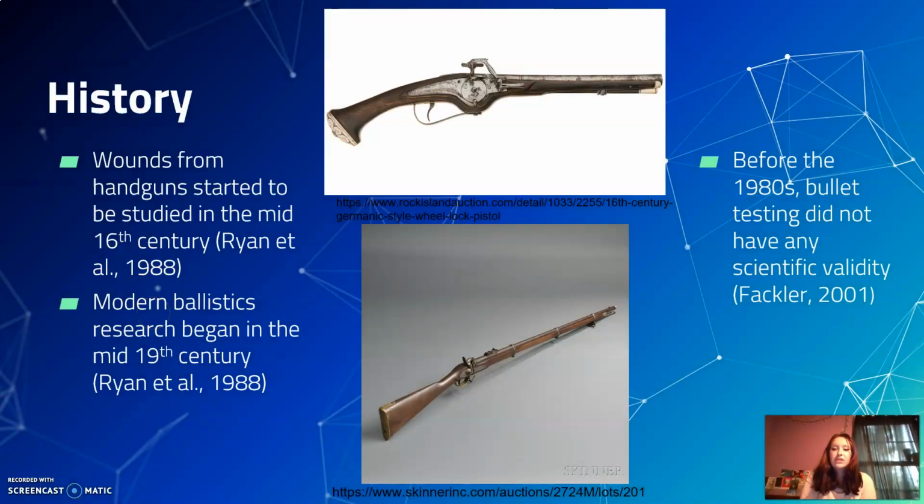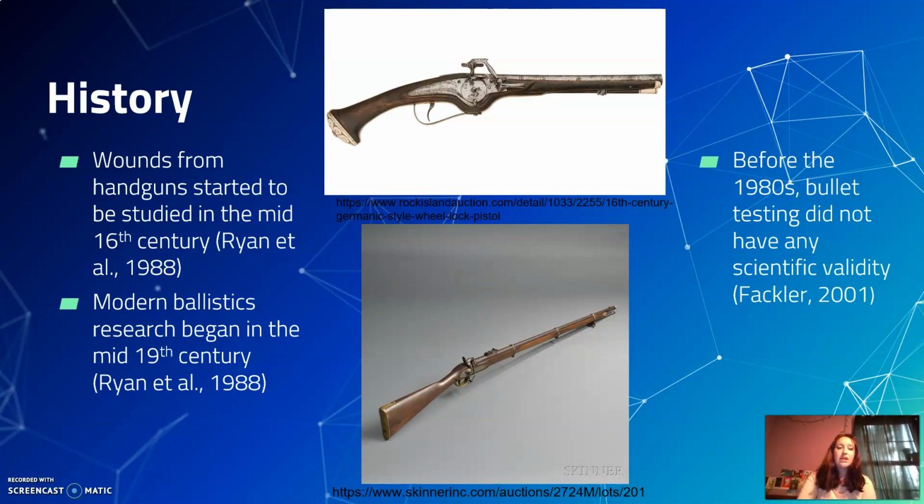Some history on ballistics. So wounds from handguns started to be studied in the mid-16th century because an efficient handgun was created and being used on European battlefields, which is pictured right up top. And then modern ballistics as we know it, research began in the mid-19th century due to high-velocity wounds from rifled muskets.